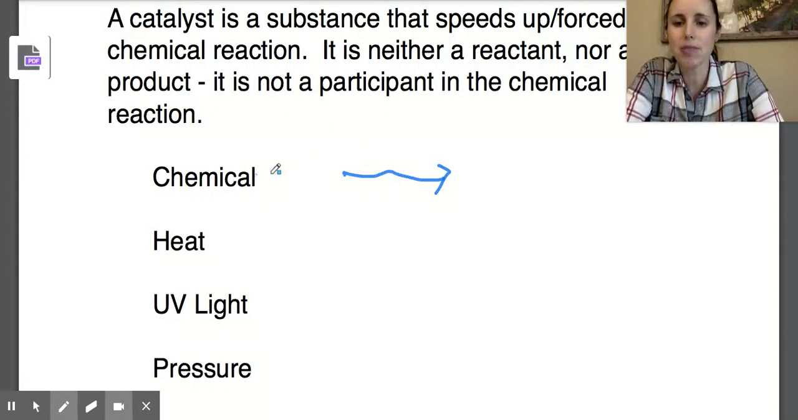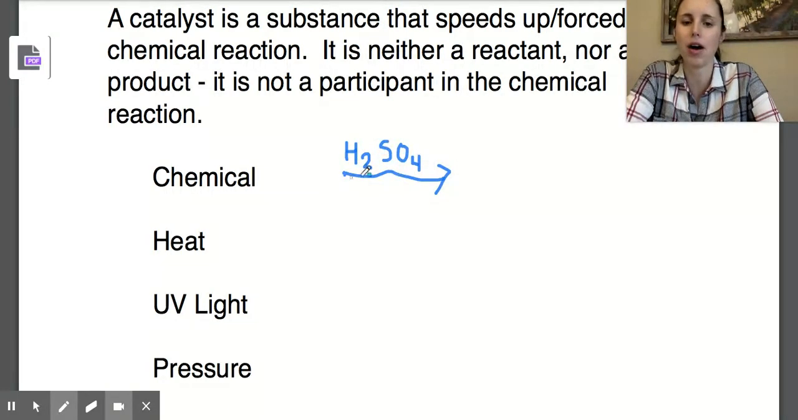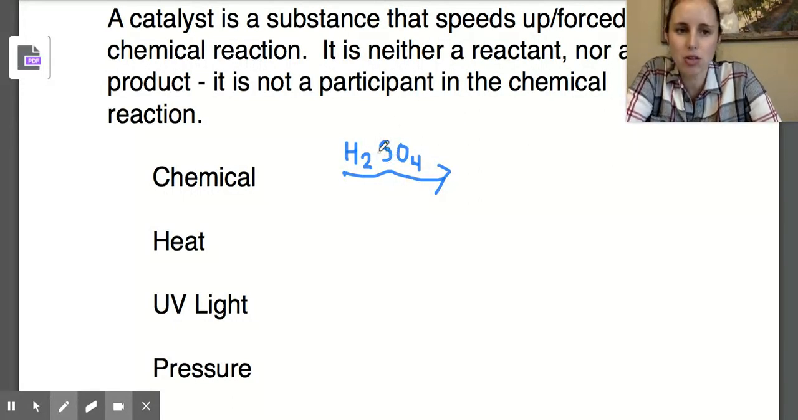So a catalyst might be a specific chemical. An example of a chemical catalyst might be sulfuric acid. In grade 12, if you take grade 12 chemistry, you're going to be doing a lab with me that requires very concentrated sulfuric acid in order for the catalyst to form. If your catalyst is a chemical, all you would do is list the chemical right on top of the yields arrow, and that tells you that in this case, H2SO4 or sulfuric acid is a catalyst.